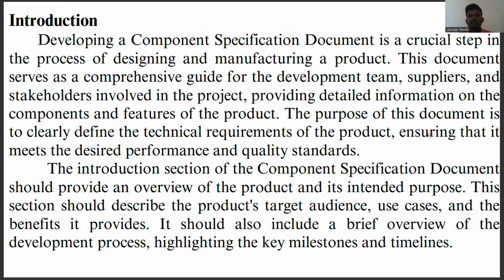Developing a component specification document is a critical step in the process of designing and manufacturing a product. This document is used as a guide for the development team, suppliers, and stakeholders. It provides detailed information on the components and features of the product. The purpose of the document is to clearly define the technical requirements of the product and ensure that it meets the required performance and quality standards.